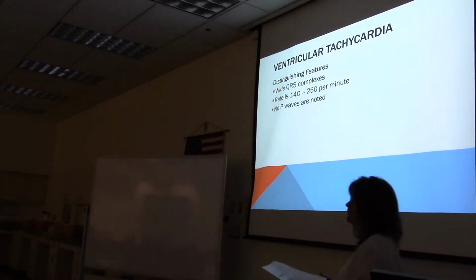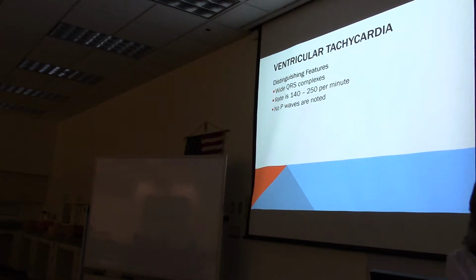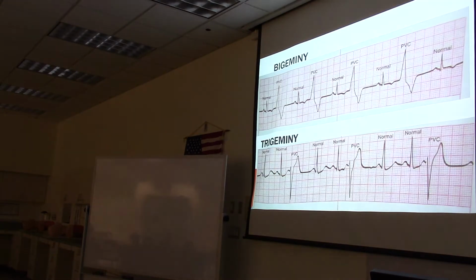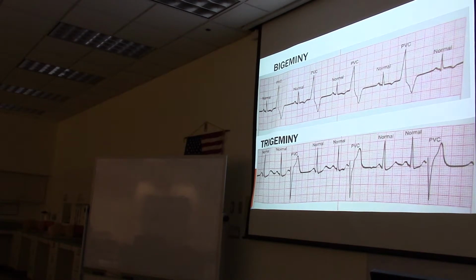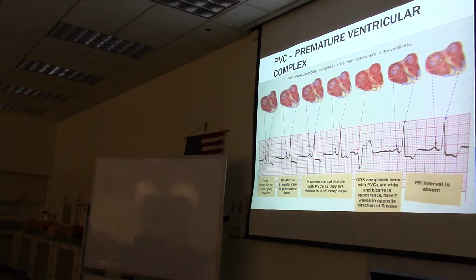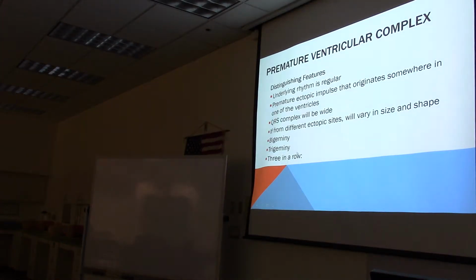If you have 3 PVCs in a row, it's called a run of VTAC. 3 in a row is called a run of VTAC. And then VTAC is the lingo used to describe ventricular tachycardia, so let's talk about that next.